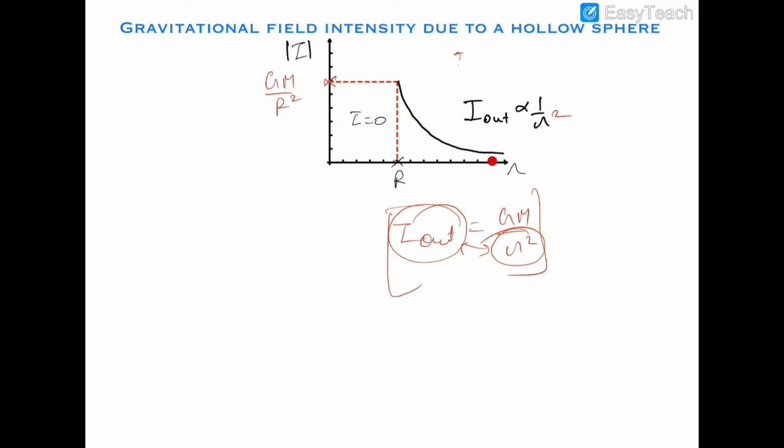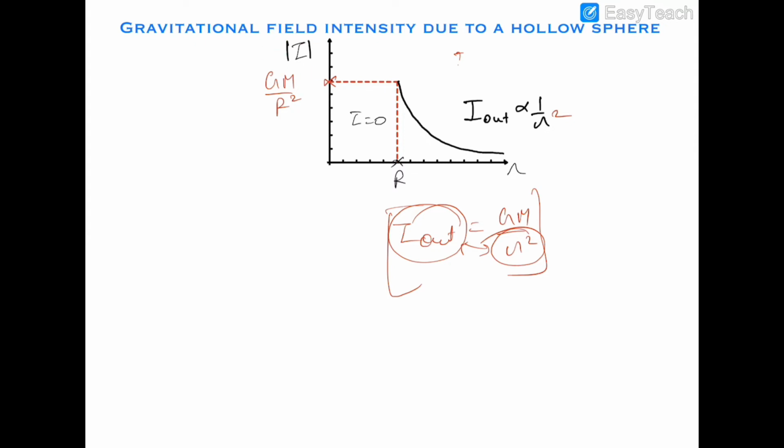So this graph is a hyperbola, and this graph is between magnitude of intensity and r. But if we draw the graph in the vector form of intensity and r, then it would be plotted in this fourth quadrant, because I would be negative.